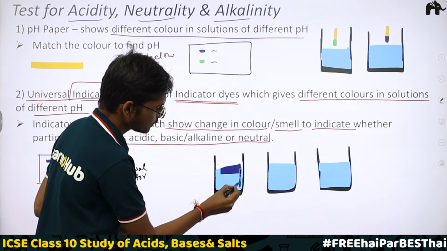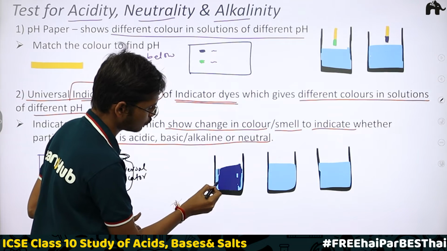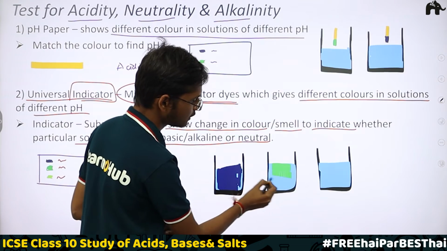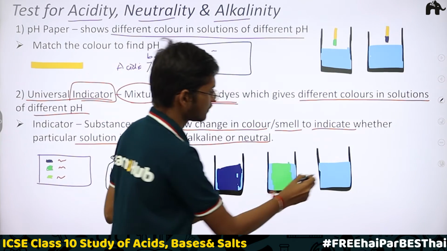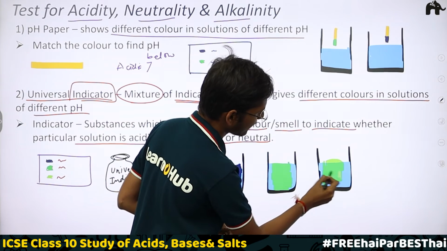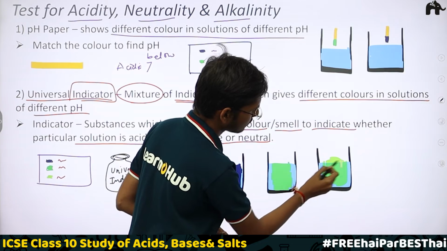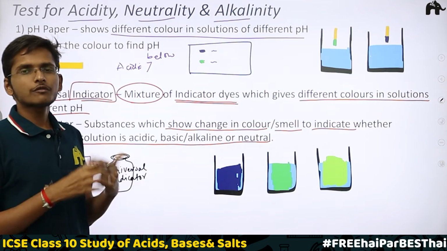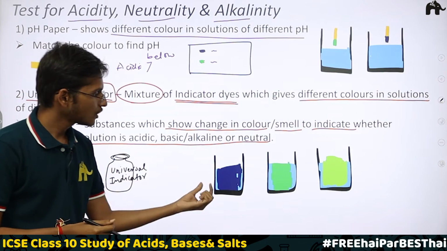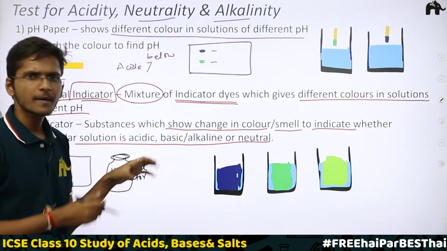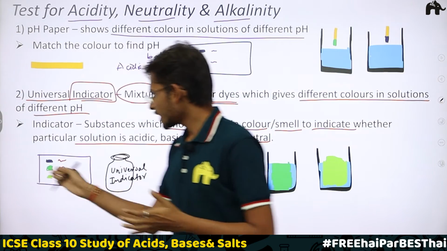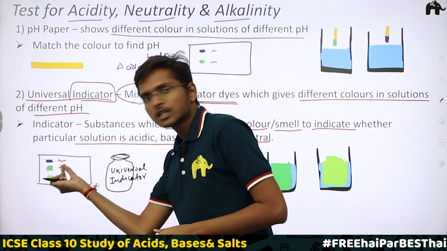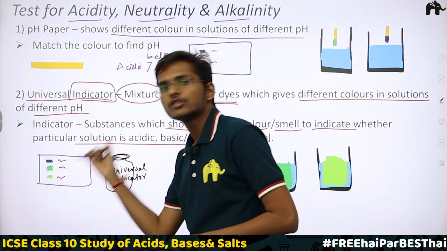Suppose after pouring the universal indicator, this got a dark blue color. Pouring it in this one, it got a green color. And in this one, it got some light green color. You may not be able to make it out, but yes, this is light green. Just like the case of pH paper, we would now match the color of these solutions with a reference. We would have a paper on which particular colors are given and the particular pH value is given in front of each color.